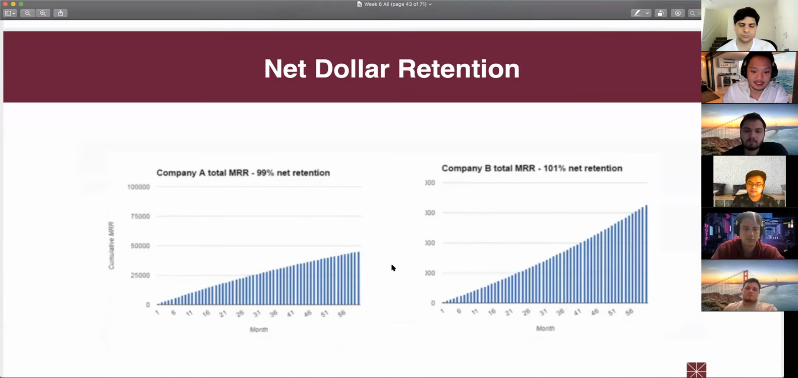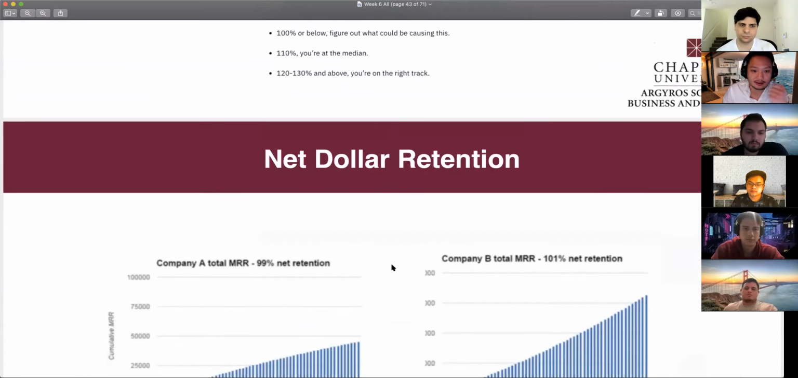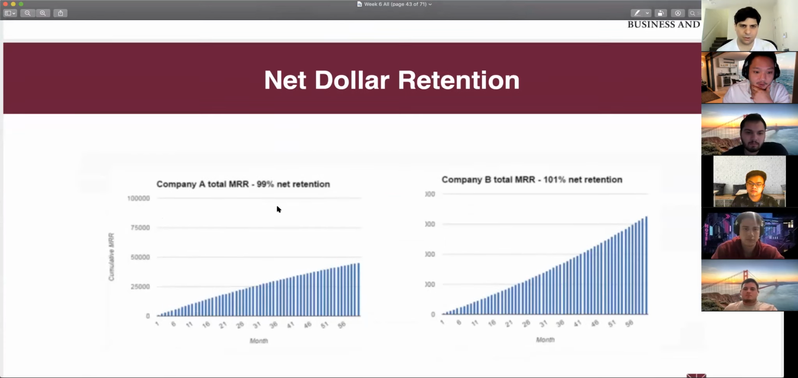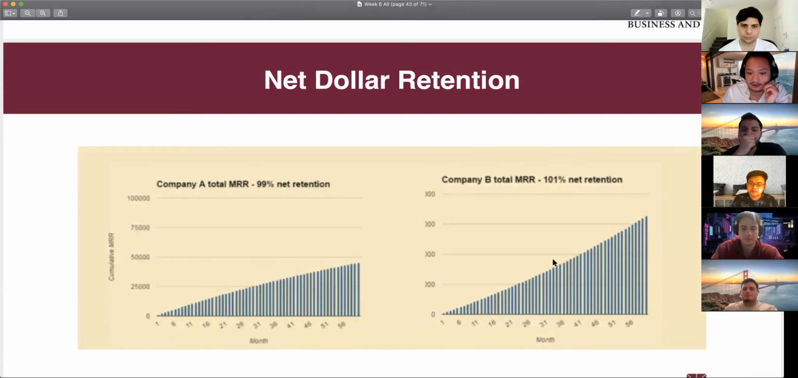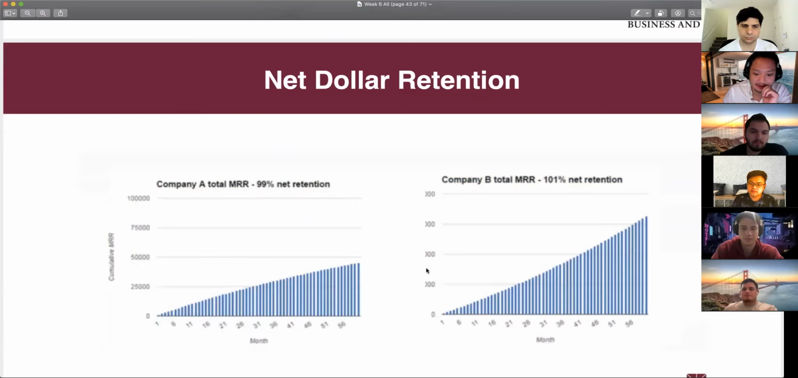So this is another example, very similar. So if you look at net dollar retention, one has an MRR of 99% net retention, and the other business has a 101% net dollar retention. So as you can see here from this chart, over just a short amount of time, one business is substantially greater than the other in terms of total revenue numbers.